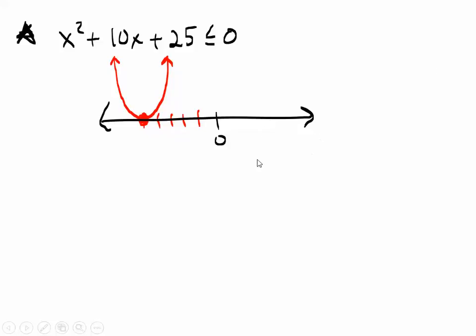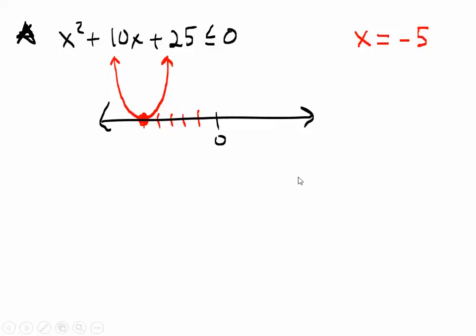Alright, answer should be, let's see, when is this graph below 0? It's never below 0. We figured out that from the last problem. When is it equal to 0? At a single point called -5. So the answer is x is equal to -5. This solution is only true at an individual point, and the individual point is called -5.